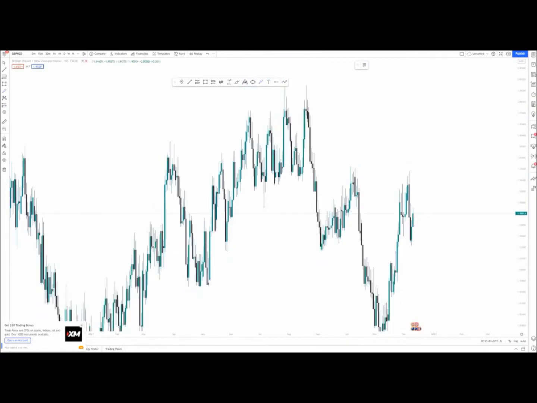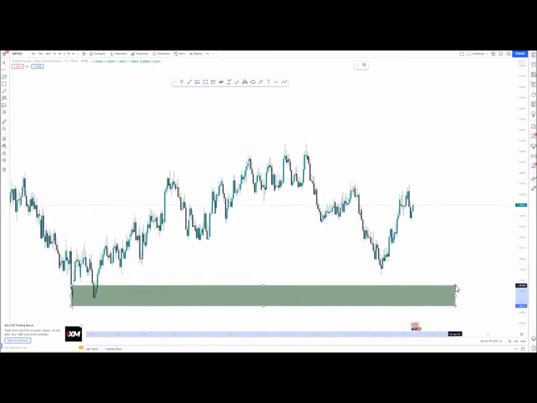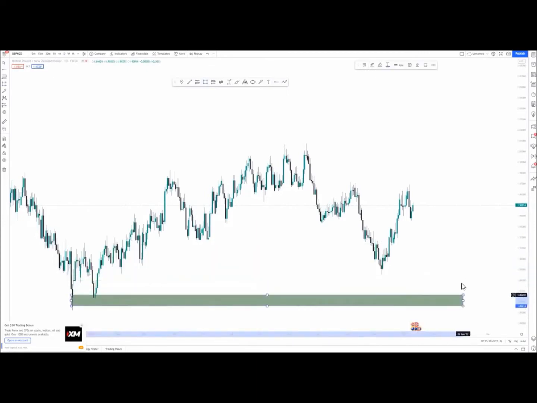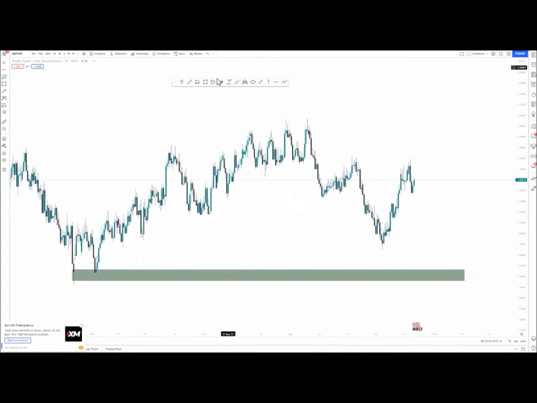So okay, I'll start on the daily, guys. What I do when I'm on the daily time frame is highlight my lowest level. I'll use a rectangle to highlight my lowest level. So that's definitely my lowest level. And then guys, I need to highlight my highest level. So this is going to be one of my highest levels.